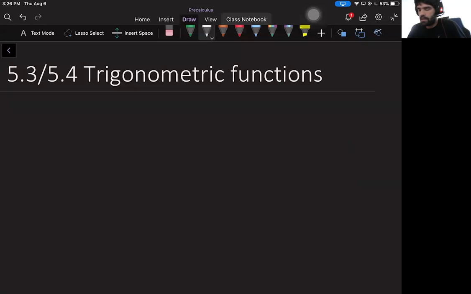Okay, so we are on to the next section. Again, another sort of combination of sections. And this is all about trigonometric functions. Very fancy sounding name. But actually, we already started doing this last time.